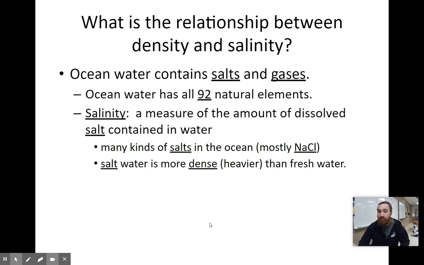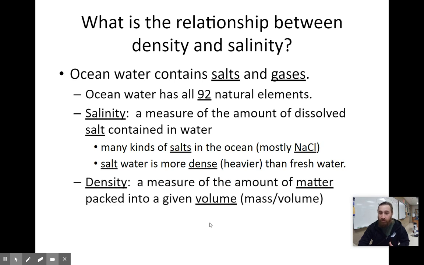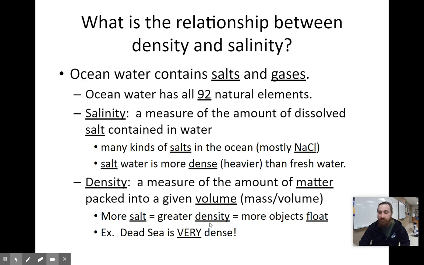Now, salt water is more dense, heavier than fresh water. What this means is that when you're in salt water, your body should be able to float more easily because the water is more dense. It should keep you on top of it a lot easier compared to fresh water, where it's a little bit harder to float. Now, density, guys, is a measure of the amount of matter packed into a given volume. So a whole bunch of salt in one thing of water should have a higher density than a little bit of salt in the same amount of water. Okay. More salt, greater density, equals more objects floating. The Dead Sea is very dense, which we're going to talk about a little bit as well.